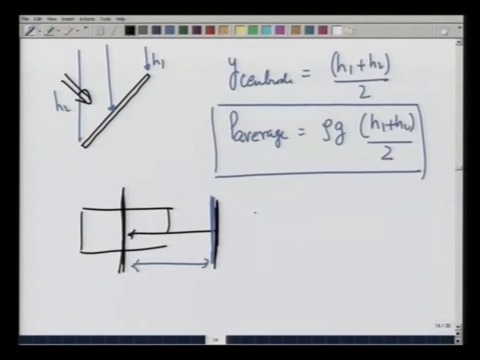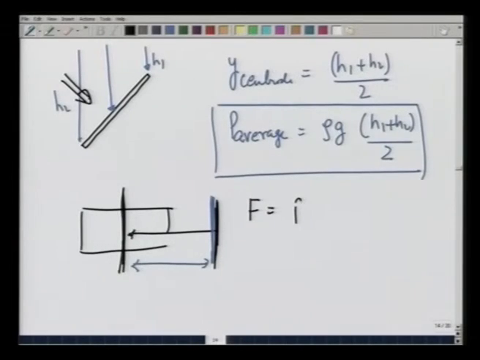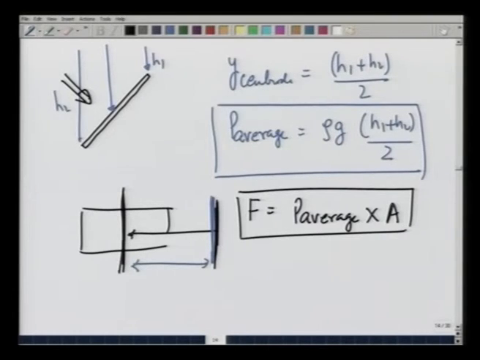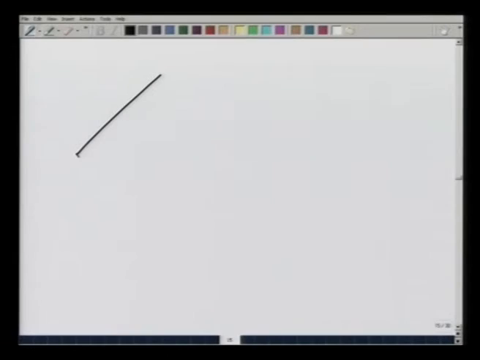Next, we calculate where this force acts. So, net force F is going to be P average times the area of the plate, and the question we want to answer is where does it act. For that, we look at the force distribution on the plate. So, this is the plate, and the way the force varies is it is trapezoidal.